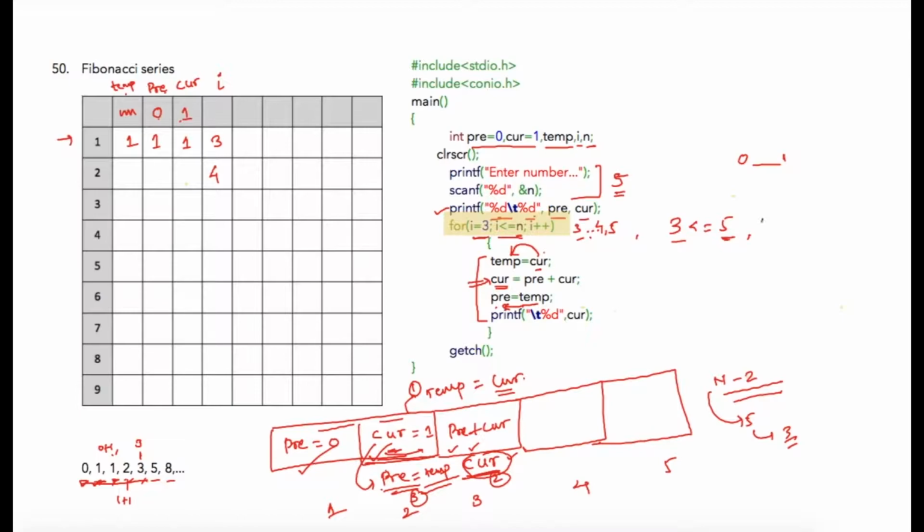So the next condition to be checked is 4 less than or equal to 5, that is true. So the compiler will move into the for loop and it will store the value of current into temp. The value of current is equal to 1, that will be stored into the temporary variable. In the next statement we are again adding the latest values of previous and current and storing it into current. The latest values are 1 and 1, so the addition is 2, that will be stored into current.